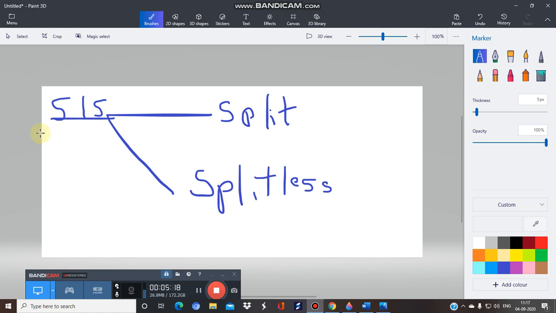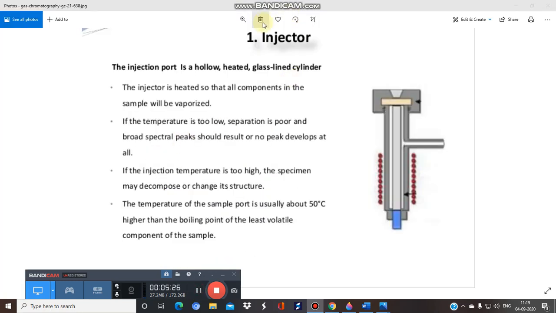And we use two types of sample injector system. The first one is the split and the second is splitless. The most important function of the injector, as we have discussed, is that the sample we are using in gas chromatography must be vaporized. So it has a very important function.